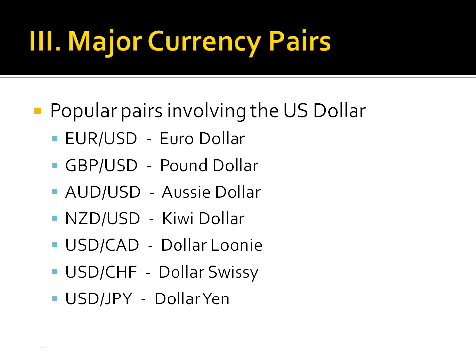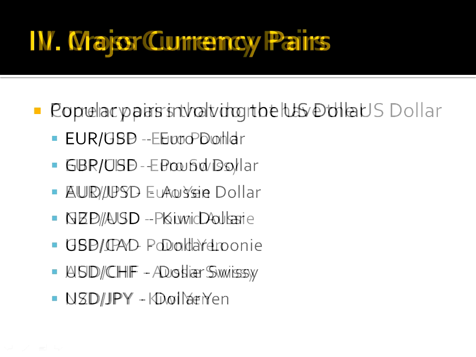Now, some of these currencies have some odd names to them. The Euro USD, Euro dollar, that makes sense. The Pound USD, the Pound dollar. The Australian dollar is called the Aussie. So we have the Aussie dollar. New Zealand, that's referred to as the Kiwi. So we have the Kiwi dollar. The US dollar, Canadian dollar is often referred to as the loonie. So we have the dollar loonie. The Swiss franc is the Swissy, so the dollar Swissy, and then the dollar yen. That one doesn't have a fancy name like the others.